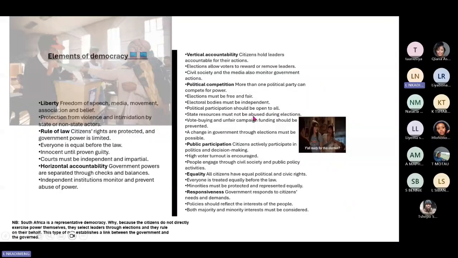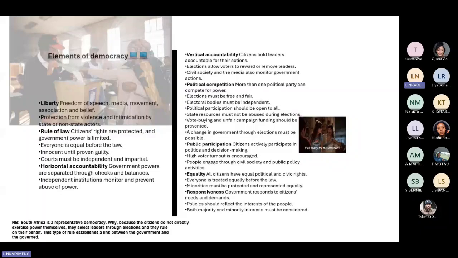And the state resources must not be abused during the election. So vote buying and unfair campaign funding should be prevented. The voting commission, the IEC, must not accept any amount of money. If I, as a leader, say I have my political party, for example EFF, fixed in South Africa, you know, so I say no, I just want to be the president of this country.